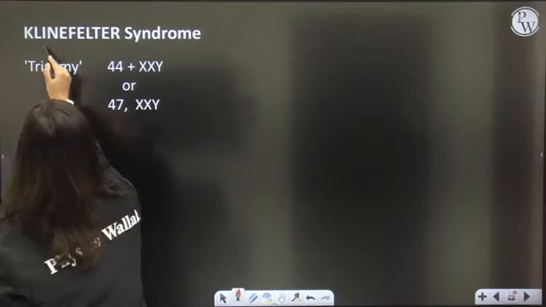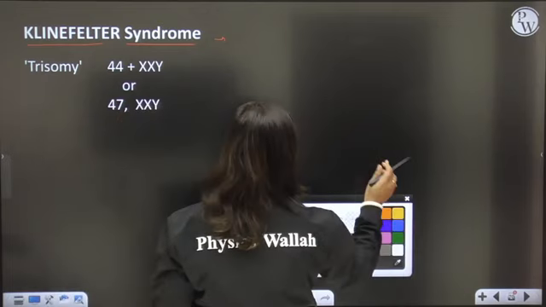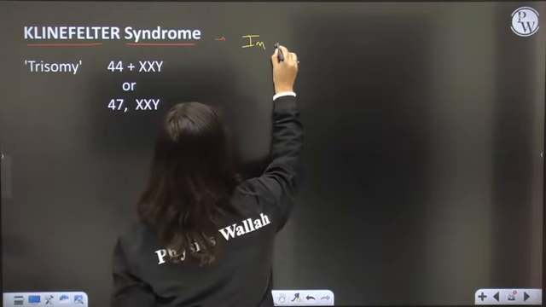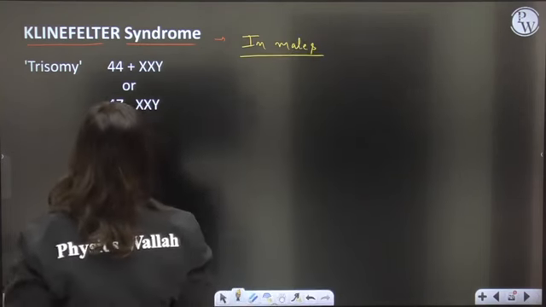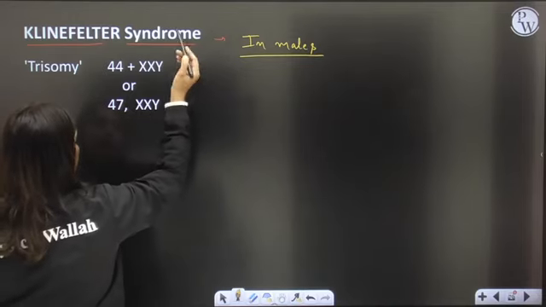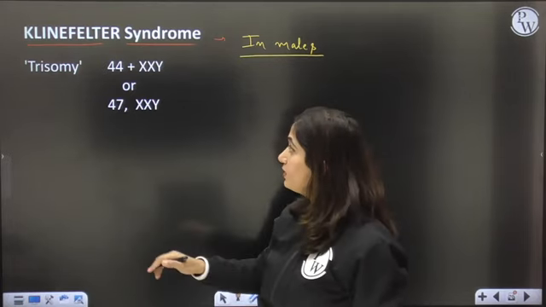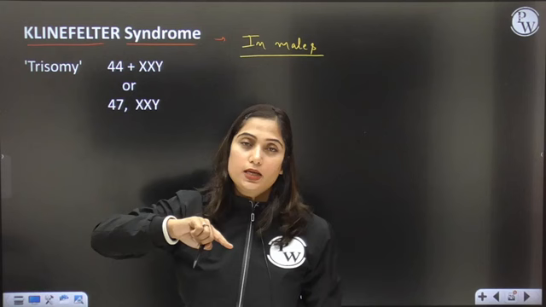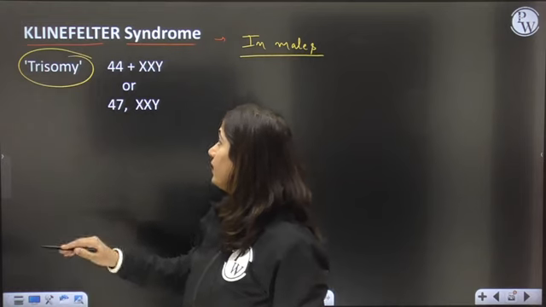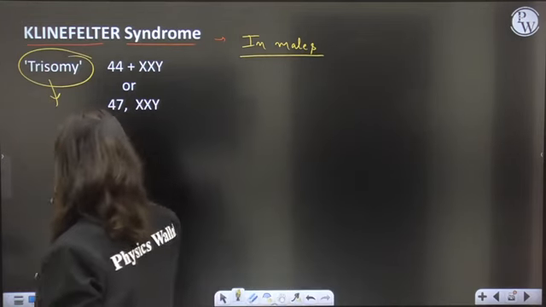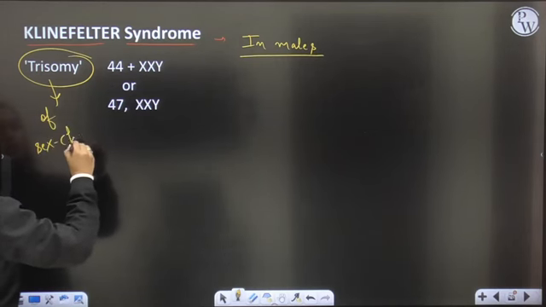Now let's discuss Klinefelter syndrome. Klinefelter syndrome is seen in males. And again, the example is the same as that of Down syndrome. But what happens here? In Down syndrome, there was a trisomy of the 21st chromosome. But in Klinefelter syndrome, there is a trisomy of the sex chromosomes, the last pair, the 23rd pair.